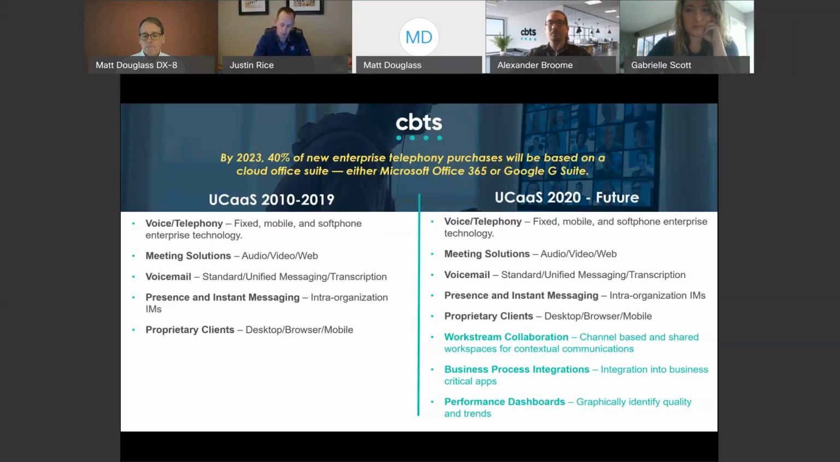There's a quote up here on the top, and I'm just going to read it out. By 2023, 40% of new enterprise telephony purchases are going to be based off of a cloud office suite. So people are making their decisions on what their cloud office suite gives them. What is the integration into my Microsoft Office? That needs to be there even more so now to effectively collaborate, not only across my organization, but with my clients, vendors, and partners. So that is where we've seen things go from a UCaaS adoption for the future.